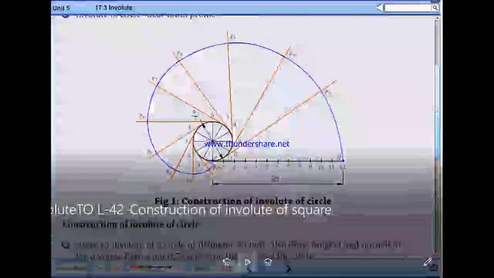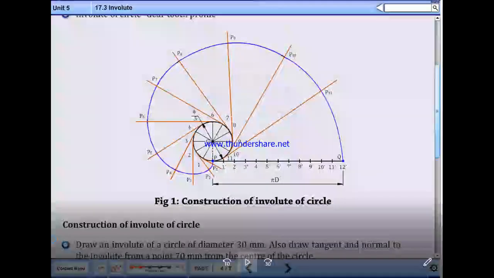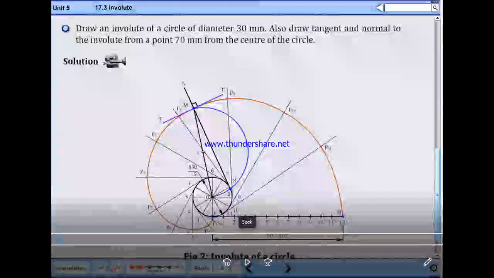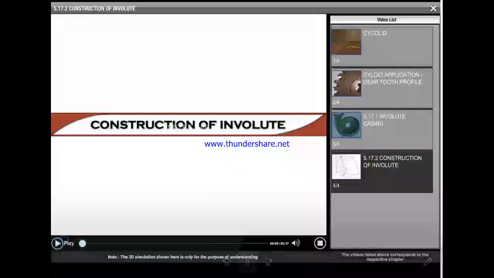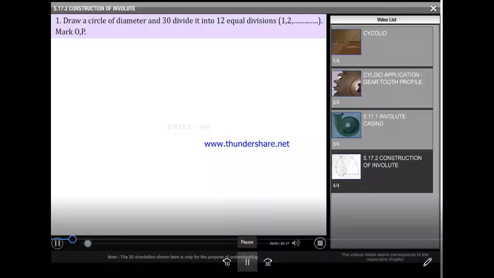First note down the figure, construction of involute of circle. Now the steps will be explained one by one. Construction of involute. Draw a circle of diameter 30 and divide it into 12 equal divisions. Name the divisions as 1, 2, 3, etc. Mark the points O and P.